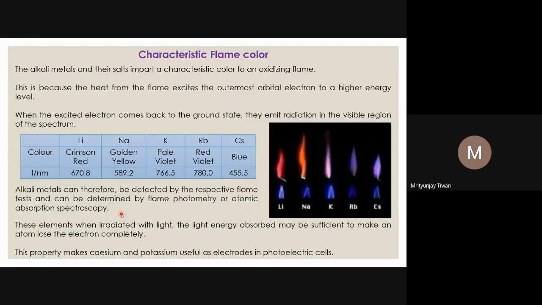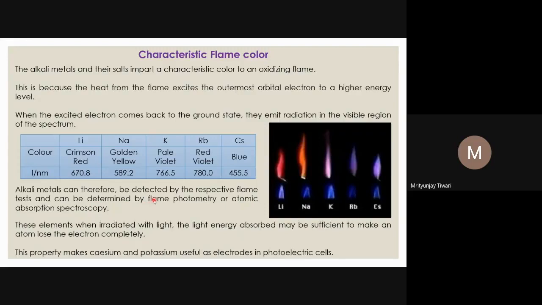You provide enough energy in the form of electromagnetic radiation, you radiate the element. It is electromagnetic radiation, not heat, because heat will have only a very small energy range. So we provide radiation, and based on that we see the different sub energy levels as well. Those are called atomic absorption spectroscopy.